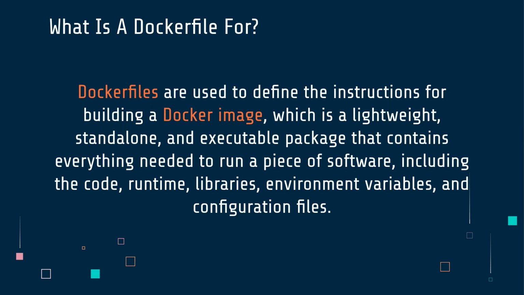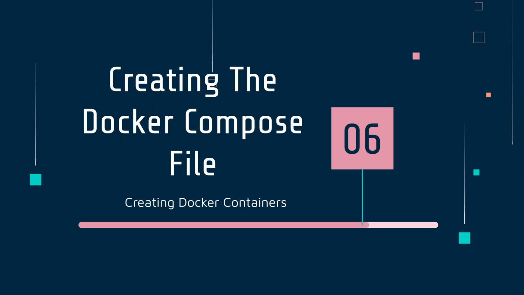It's basically a set of instructions for building what we call a Docker image, which is a lightweight, standalone, executable package that contains everything that is needed to run a piece of software, right? It includes the code itself, the runtime, the libraries, the environment variables, and all the configuration. You can see we copied the code in there, we had the runtime, we had environment variables, and we had libraries and stuff like that, right?